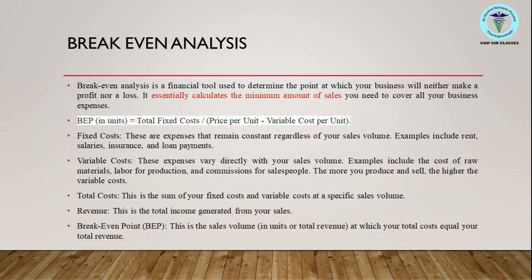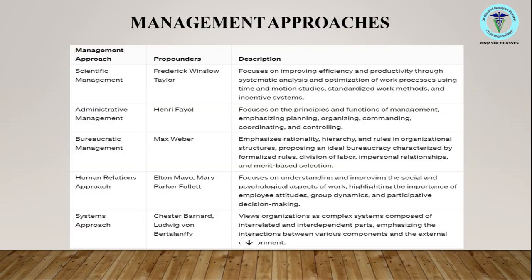Total costs. This is the sum of your fixed costs and variable costs at a specific sales volume. Revenue. This is the total income generated from your sales. Break-even point, BEP. This is the sales volume, in units or total revenue, at which your total costs equal your total revenue. This table explains the management approaches.